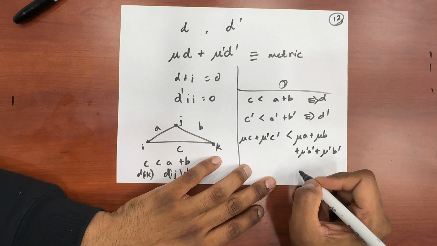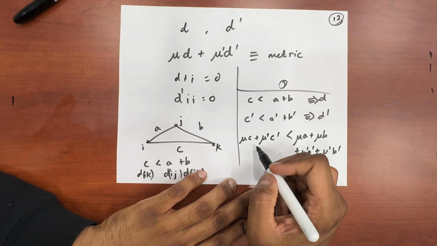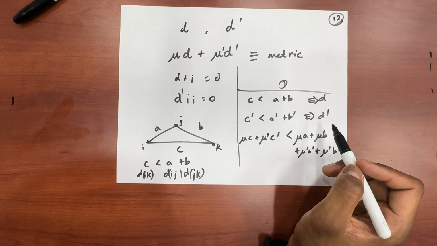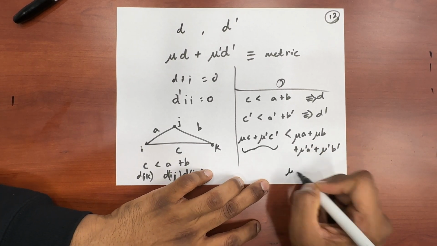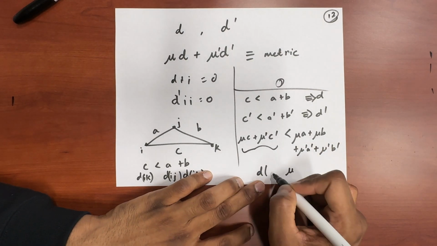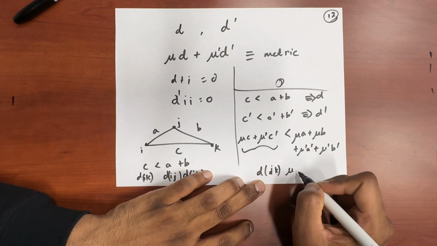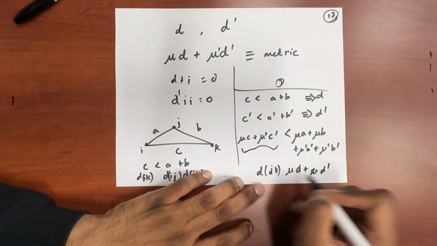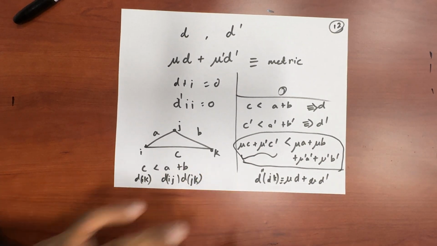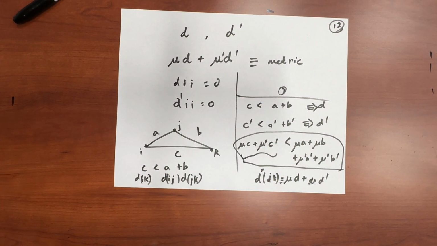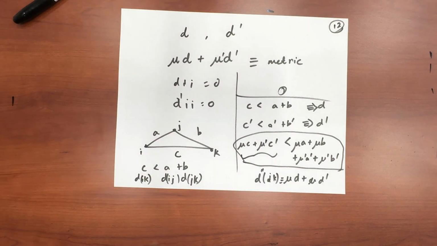Let me call this the new metric. So basically what I'm saying is D double prime of points I and J is mu times D plus mu prime times D prime. It also satisfies the triangle inequality. So any non-negative or positive linear combination of metrics is also a metric.